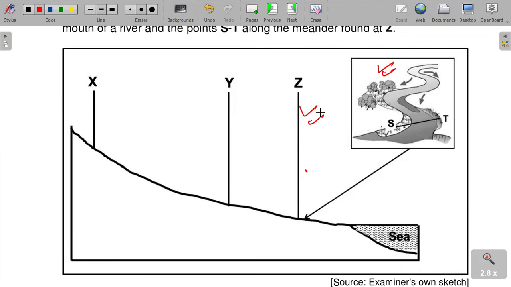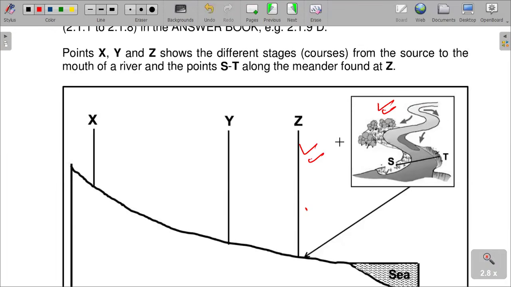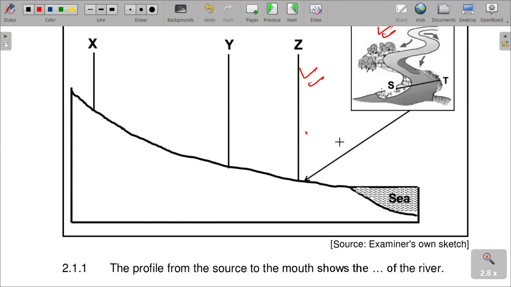Please note that this question is saying you need to understand that this is a long profile of a river channel from the source to the mouth, as it enters the sea. So let's quickly see the questions.